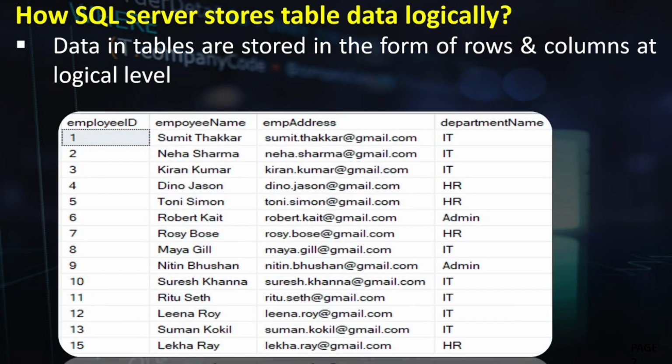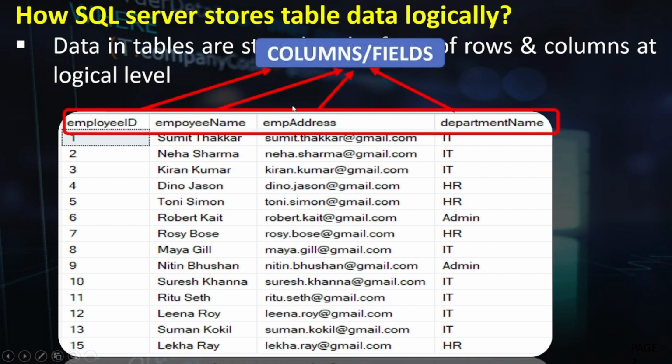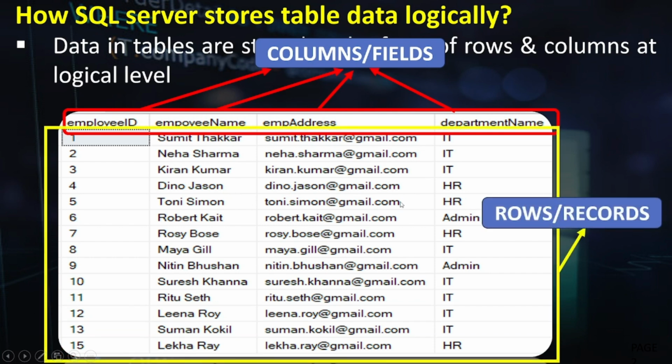So you see, this is the data that we recently created in SQL Server Management Studio. These are all columns or fields: employee ID, employee name, employee address, and department name. And these are all records. This is the record of Maya Gill. This is the record of Suresh Khanna. This is the record of Leena Roy. This is the record of Lekha Ray. And this way, all these horizontal lines are called rows or records. Make sense?